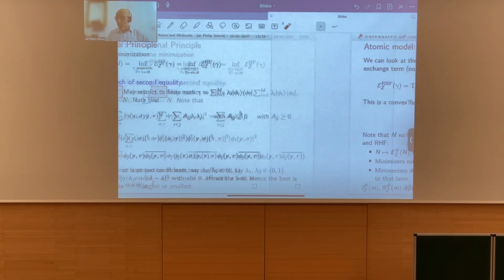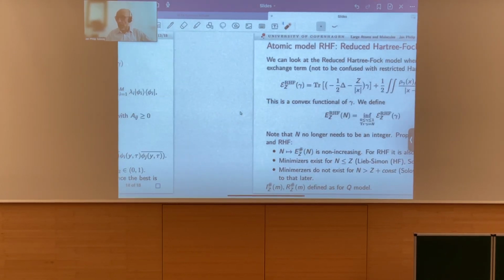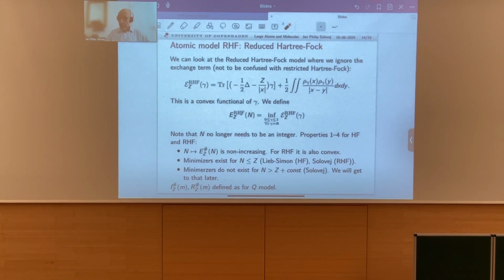In fact, for Hartree-Fock, because of the deep variational principle, you could also define this even if N is not an integer. Here, N needs to be an integer, but over there, you could actually interpolate between the two. It's not quite clear that this is so meaningful for non-integer N for Hartree-Fock. For the reduced Hartree-Fock, it's a very nice interpolation because it will actually be a convex function of N. So this energy here would be a convex function.